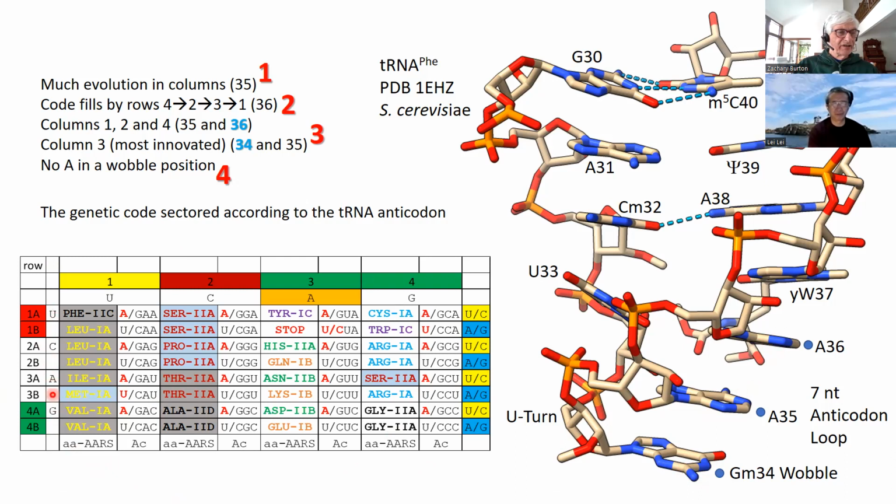This is the codon here, first position, second position, third position, and purines and pyrimidines are not discriminated in forming the code. And this position here refers to columns 1, 2, 3, and 4. There's lots of evolution in columns. Just to give you an idea of this, these are a bunch of hydrophobic amino acids, and they're all class 1A aminoacyl tRNA synthetases. Those are the charging enzymes for tRNAs.